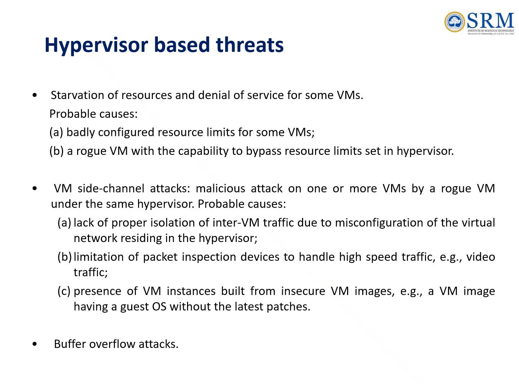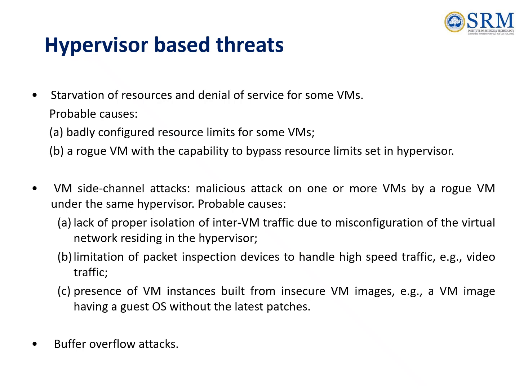Now let us discuss hypervisor-based threats. These are attacks that target the hypervisor layer which controls multiple virtual machines in a cloud environment. One major threat is resource starvation or denial of service for certain virtual machines. For example, if one rogue virtual machine consumes excessive CPU, memory, or bandwidth, other virtual machines sharing the same hypervisor may become slow or unavailable. This can happen due to poor resource configuration or malicious VMs bypassing resource limits.